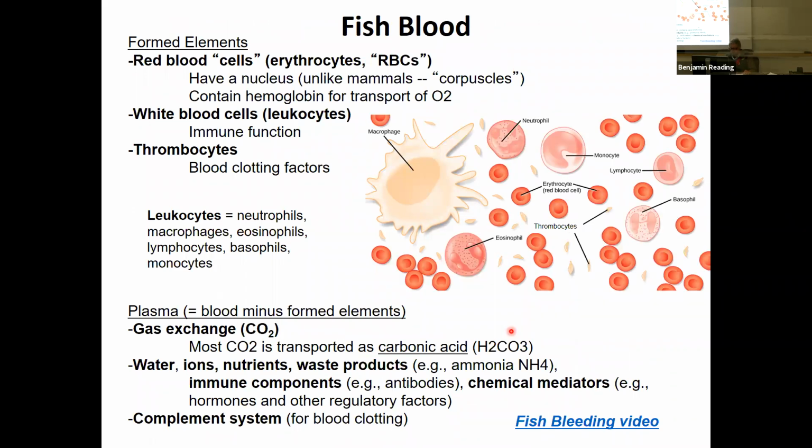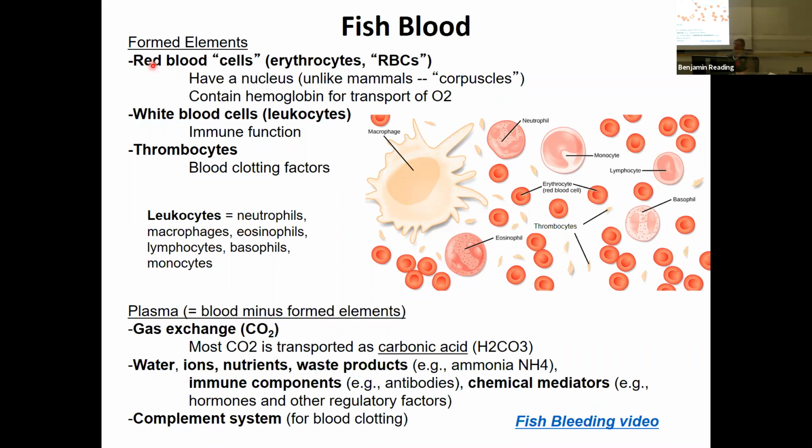When we look at fish blood, there's a lot of similarities here between fish and other vertebrates. There are some key differences as well. So I've got this slide here broken up into 2 parts, what we call formed elements and plasma, blood plasma, which really is simply the blood minus the formed elements. So we'll talk about the formed elements first. This is really where some of the key differences lie with fish.